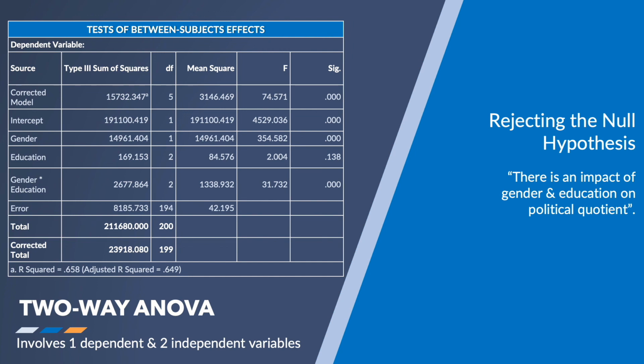One-way ANOVA test is applicable in cases where there is one independent variable and one dependent variable in the hypothesis, whereas a two-way ANOVA test is applicable in cases of two independent variables.